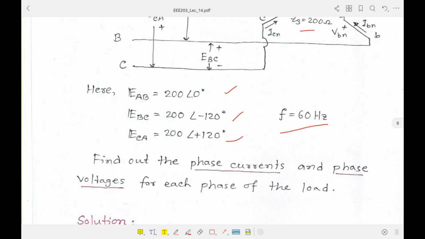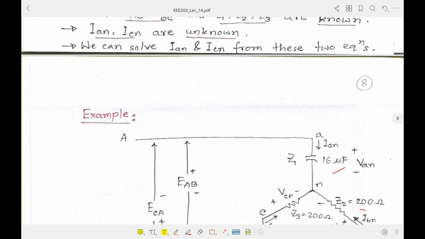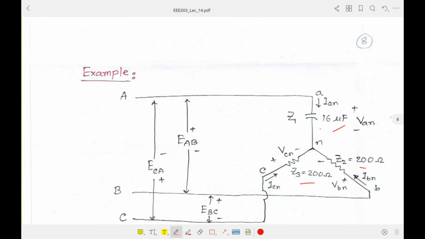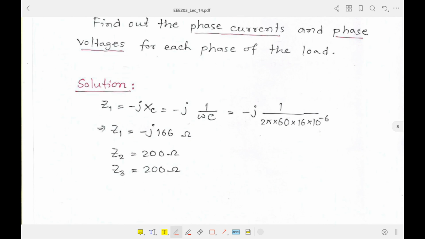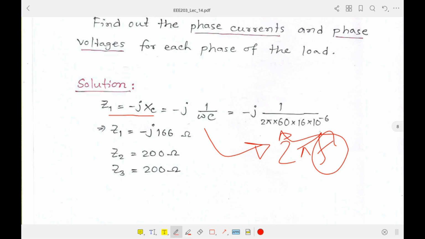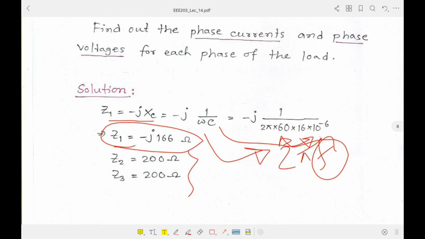So first of all, let's calculate the impedances. Here at phase A, the capacitance of 16 microfarad was given, and no ohmic value was given. We basically need the impedance, and we know the impedance formula, Z1 equal to minus j into XC, and XC equal to 1 over omega C, where omega is 2 pi f. If we put the values of f equal to 60 Hertz, given in the question, and the capacitance value of 16 microfarad, we will get the Z1 value in ohms. Similarly, Z2 and Z3 are already given, so don't worry.